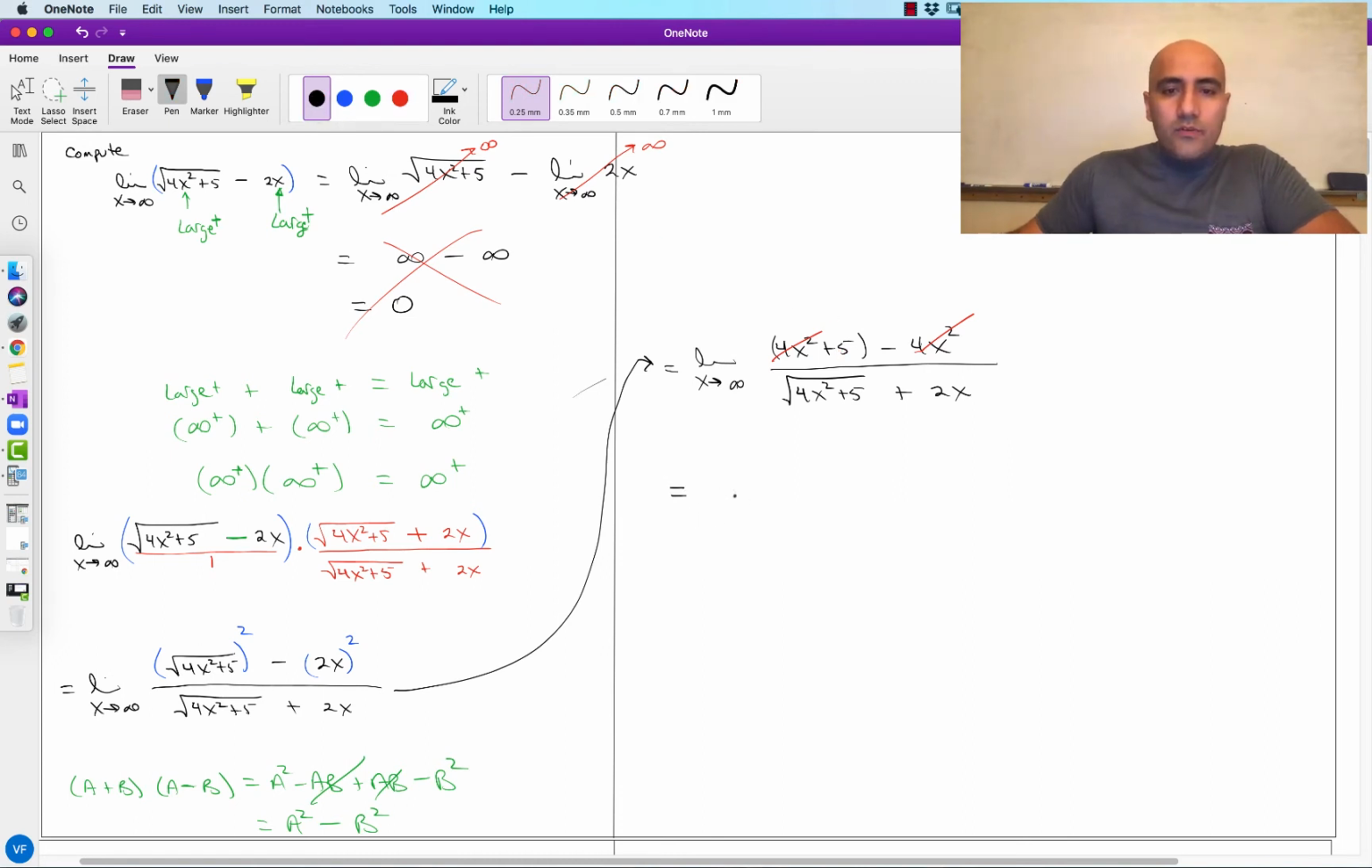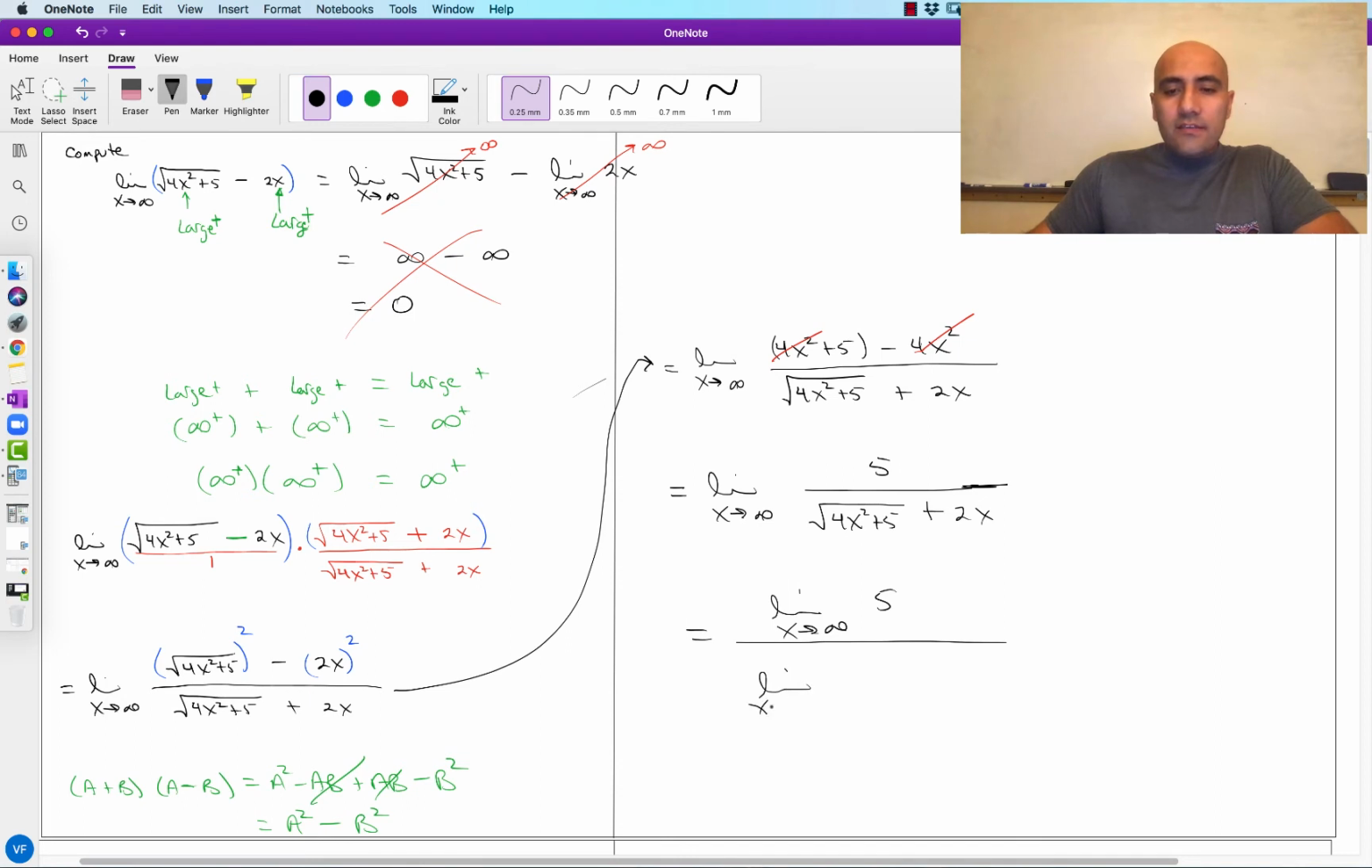So this is going to be equal to the limit as x approaches infinity of 5 over the square root of 4x squared plus 5 plus 2x in the denominator. And now I can use my rules of limits to say that this is going to be equal to the limit as x approaches infinity of just 5, divided by the limit as x approaches infinity of the denominator. And the limit as x approaches infinity of just 5 is just going to be 5.